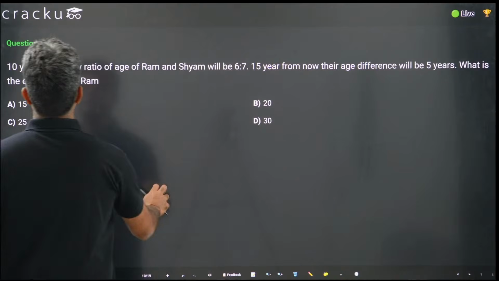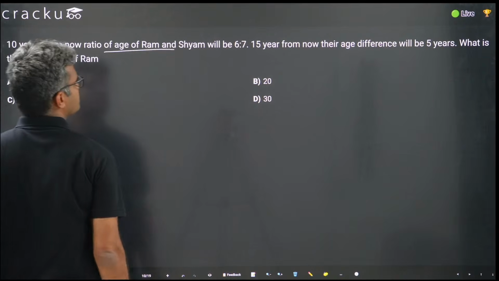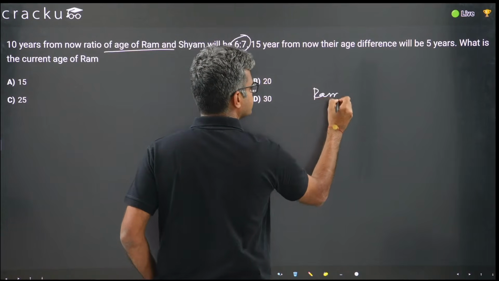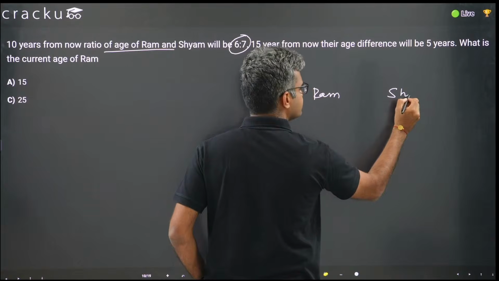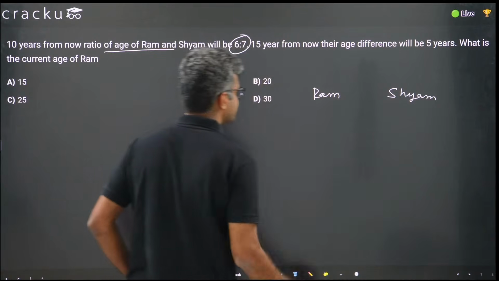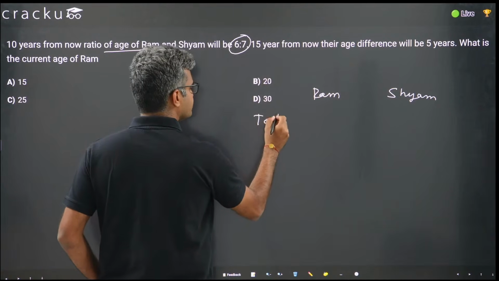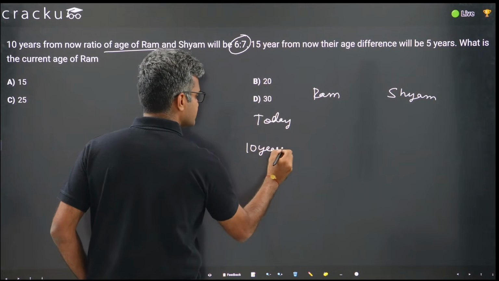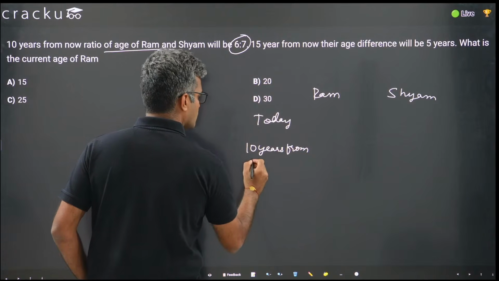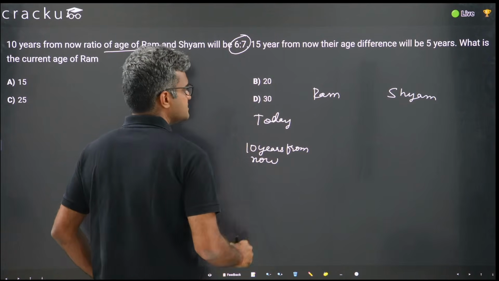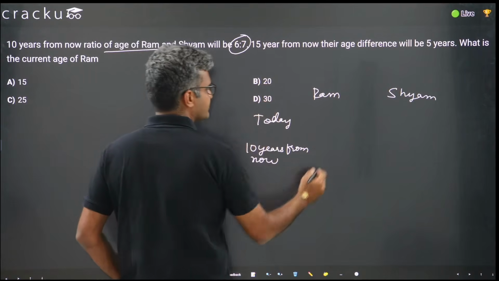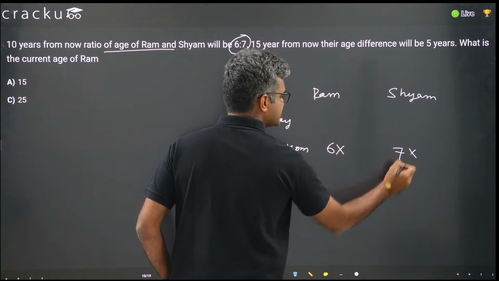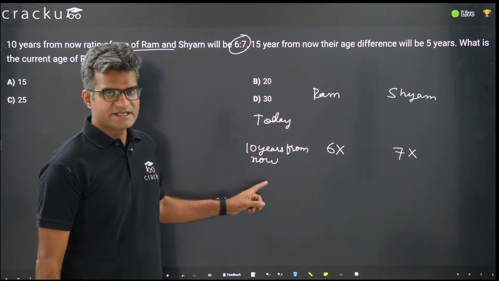Okay. 10 years from now, the ratio of the age of Ram and Sham will be 6:7. So we have Ram and we have Sham. This is their age today. This is their age 10 years from now. If the ratio of their ages is 6:7, 10 years from now, let us assume that Ram's age is 6x and Sham's age is 7x. This is their age 10 years from now.